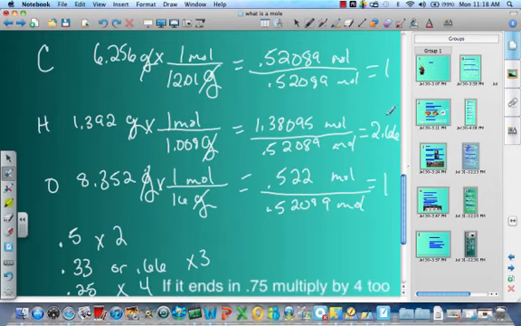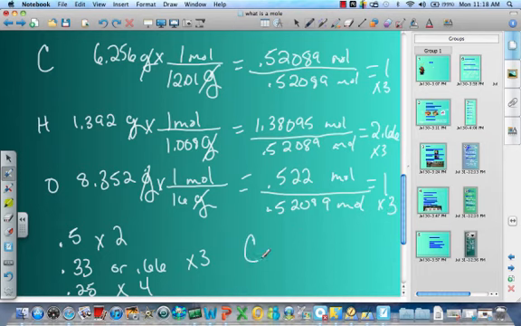Okay, so our number is 2.66, so we're going to multiply everything by 3. Everything gets multiplied by 3. Okay, so carbon should be 3. Hydrogen should be 2.66 times 3, which gives me 7.98, so it's 8. And then oxygen is also 3. This is my empirical formula.